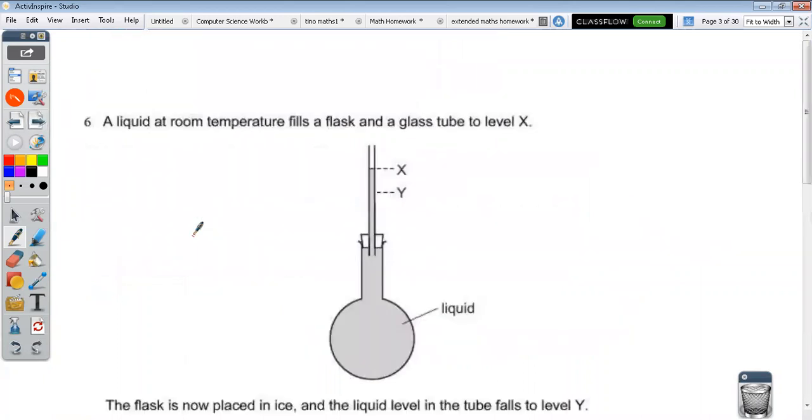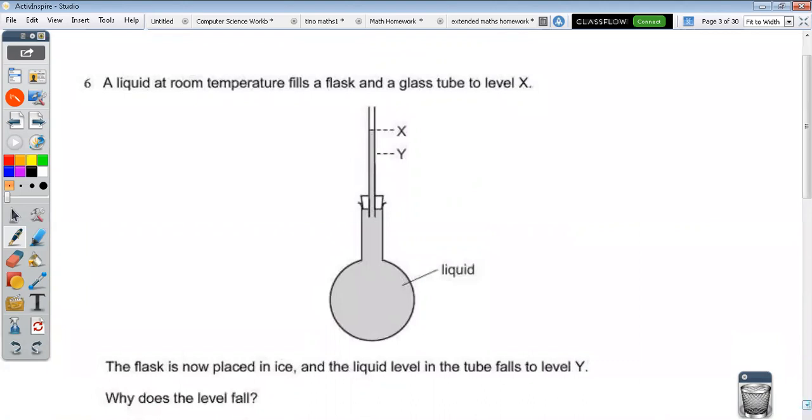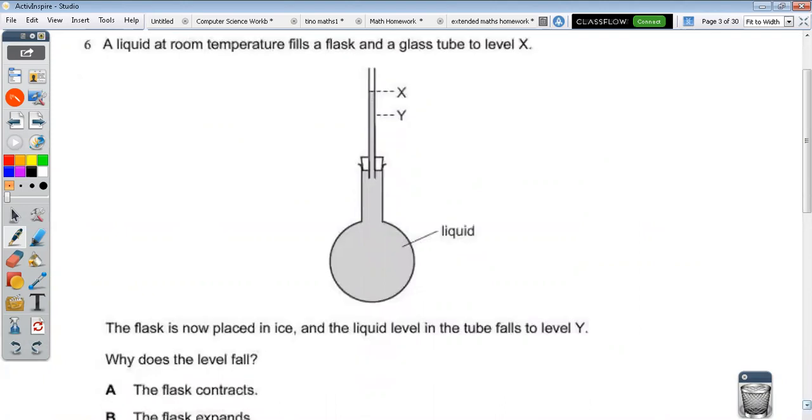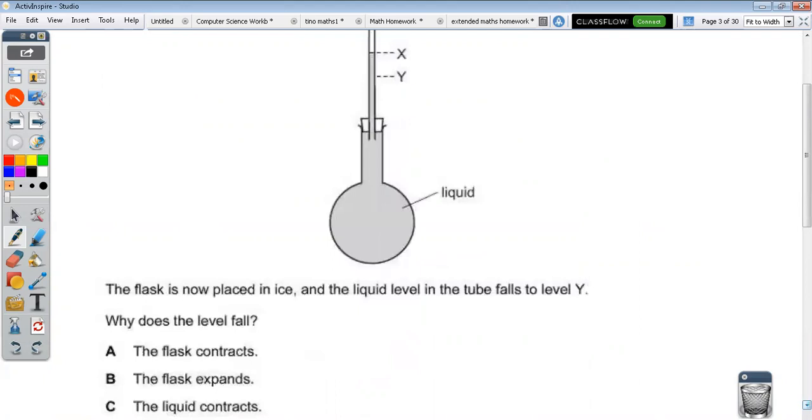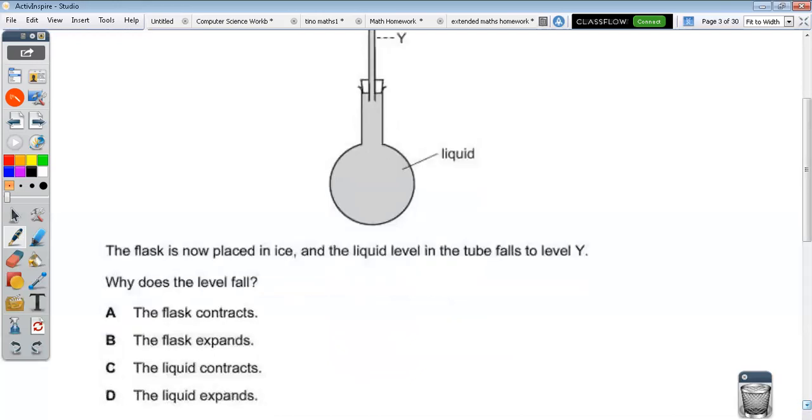Now, number six, application of what you have learned. A liquid at room temperature fills a flask and a glass tube to level X. The flask is now placed in ice and the liquid level falls to Y. Why does the liquid level fall? Its volume. See, the liquid contracts. Do we all agree that if you put it in something cold, it contracts?